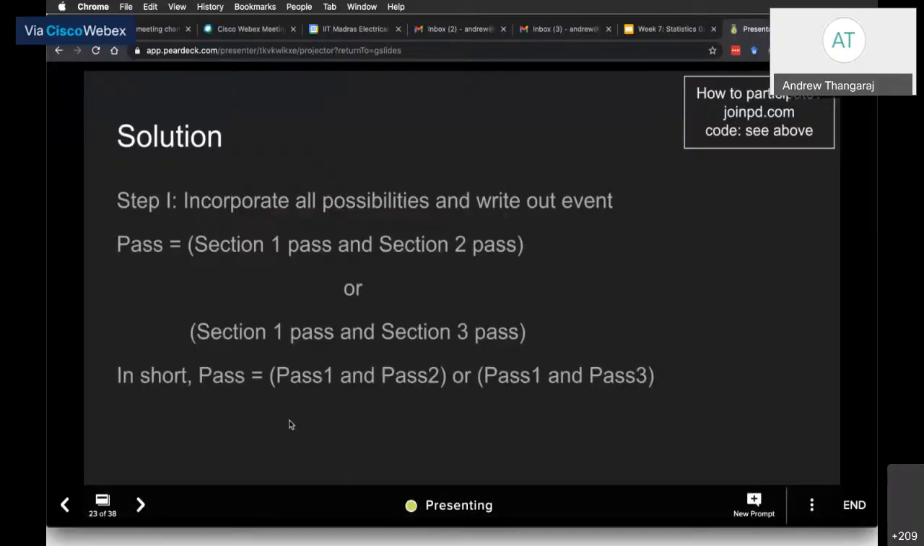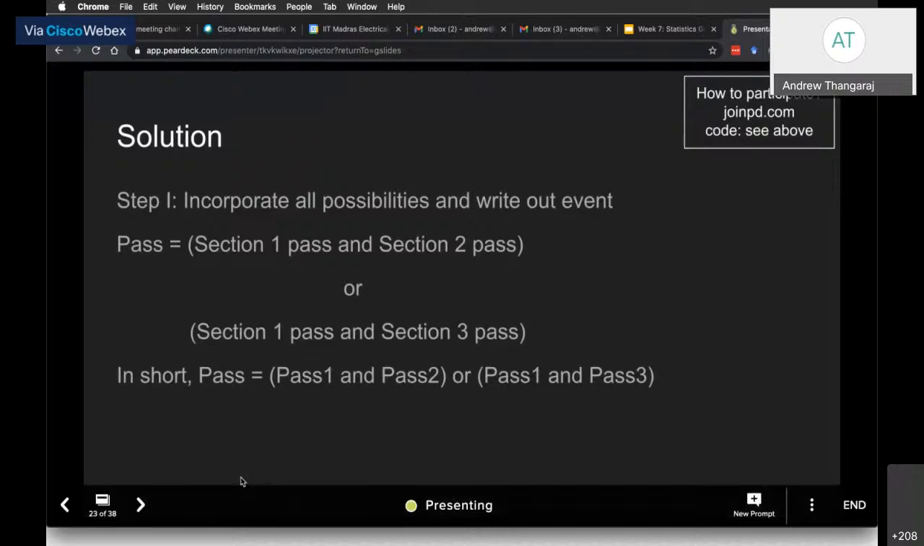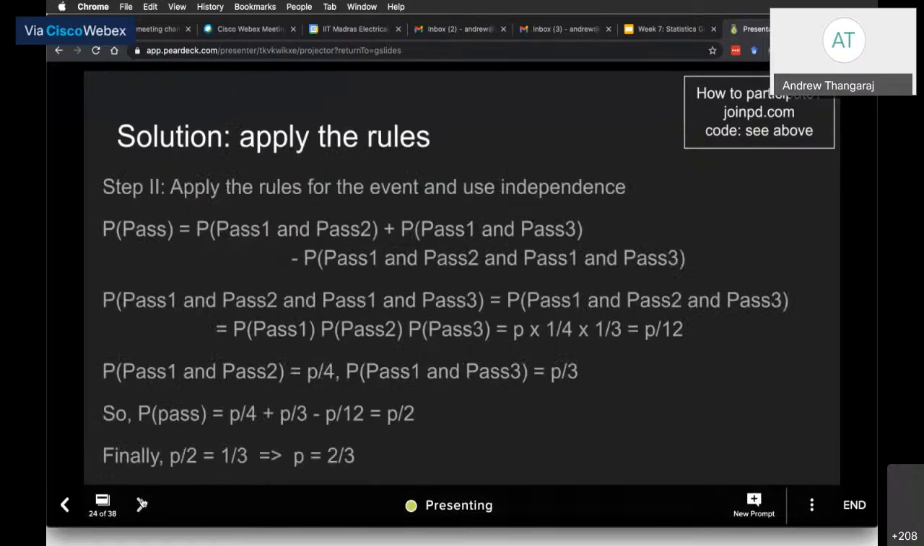You don't bring in some other consideration like, do I consider all three passing, this, that, and all. You're not allowed to say all that. You write the event out properly, and then the rules take over. That's a good way of doing it. You can bring in your intuition afterwards and see if the answer makes sense.